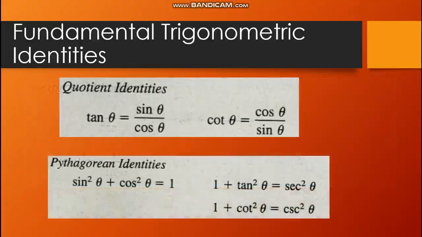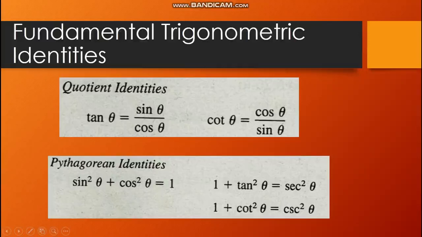And for the quotient identities, we have tangent theta equal to sine theta over cosine theta. Cotangent theta equal to cosine theta over sine theta. And we have the Pythagorean identity, sine squared theta plus cosine squared theta equal to 1. 1 plus tangent squared theta equal to secant squared theta. 1 plus cotangent squared theta equal to cosecant squared theta. Now, I'm going to prove or verify these Pythagorean identities, especially sine squared theta plus cosine squared theta equal to 1 using a right triangle.